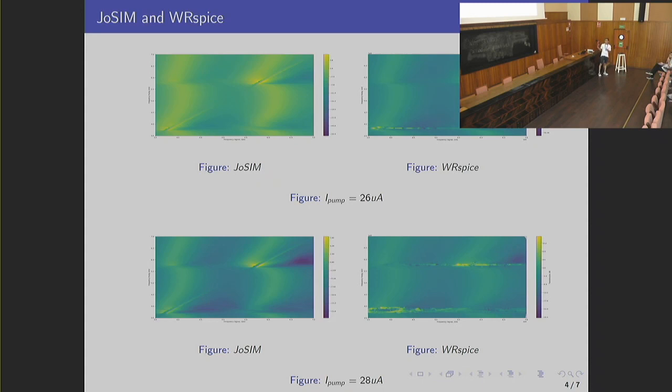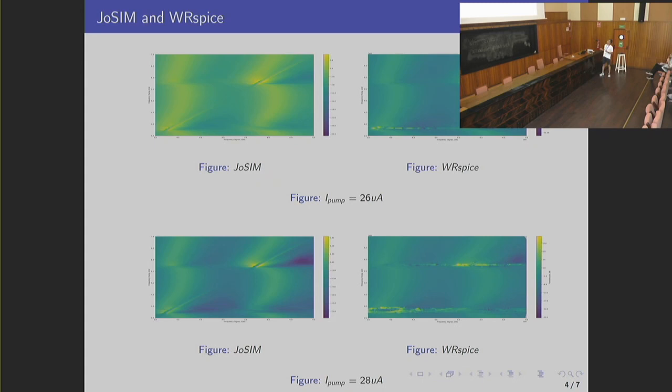So in simulation we do the same as in an experiment. We just try different powers and put different frequencies of pump and signal. Here on the x-axis is the signal, y is the pump, and the color bar is the gain.